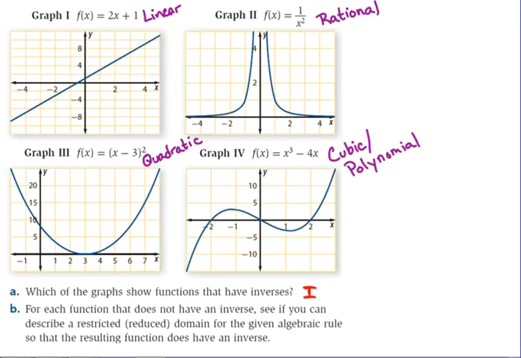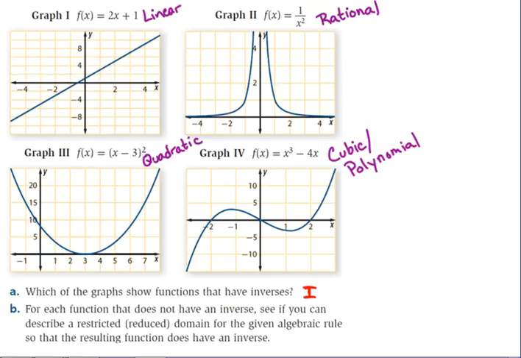So the only one right now whose inverse is a function is that first graph, the linear function. Okay, all the other ones, their inverses are not functions. It's not that they don't exist, they're just not functions. So let's look at B. It says for each function that does not have an inverse, can we restrict the domain so that it does have an inverse?